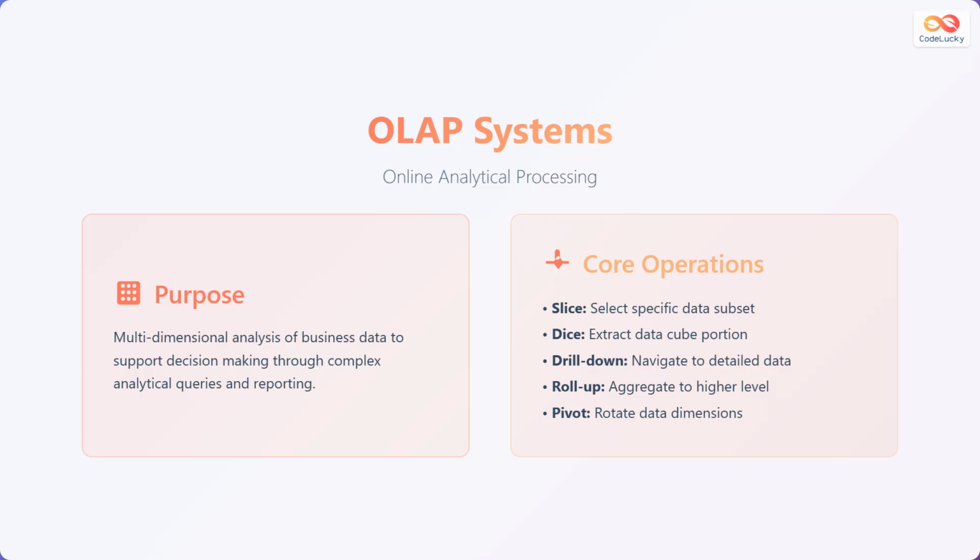OLAP systems include operations like slice, which selects a specific subset of data, dice, which extracts a portion of a data cube, drill down, which navigates to more detailed data, roll up, which aggregates data to a higher level, and pivot, which rotates data dimensions.